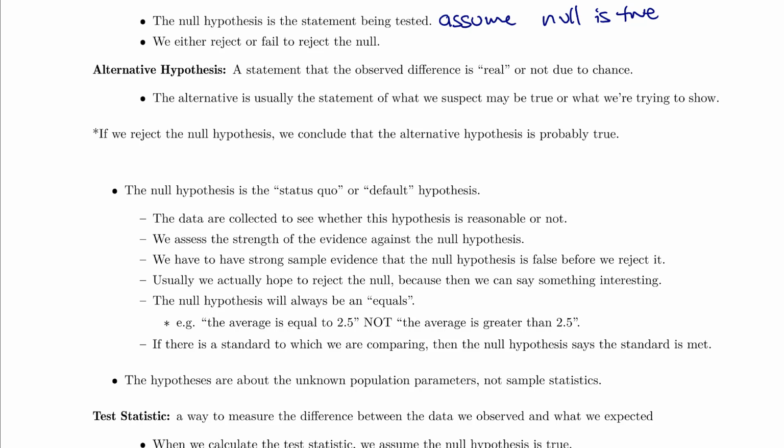And the null hypothesis will always be in equals, so it will always say the average is equal to 2.5, not that the average is greater than 2.5. The null will always be in equals. And sometimes if we're comparing our data to a standard or to past data, that's usually the null. So the null will be that we're the same as before, or the standard is met.